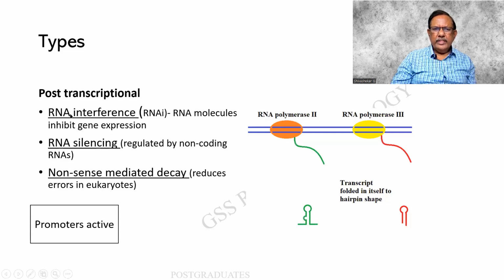Next one is post-transcriptional. In this case, there is RNA interference. RNA molecules inhibit the gene expression. RNA silencing is regulated by non-coding RNAs. Nonsense-mediated decay reduces the errors. Most of these things are all new terminologies to me also. But the only thing I know is that in the case of RNA polymerase 3, the transcript is folded upon itself. A hairpin bend is being created. Sometimes, since it is bending in the form of a finger, it is called a zinc finger.